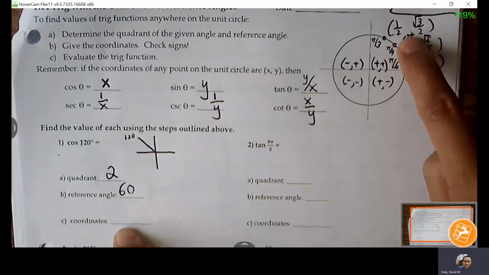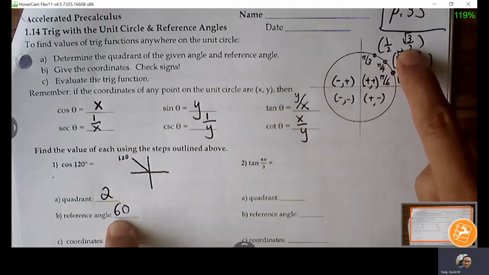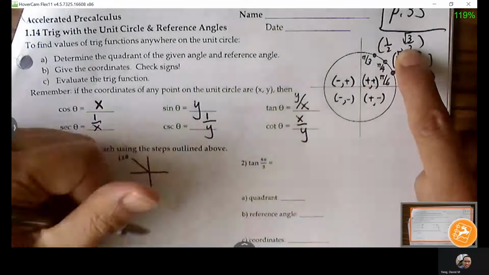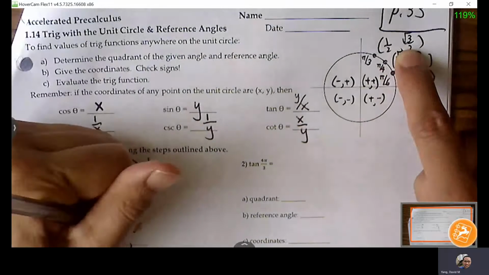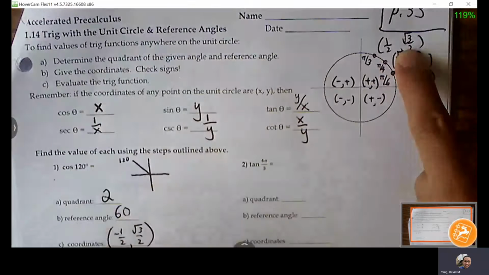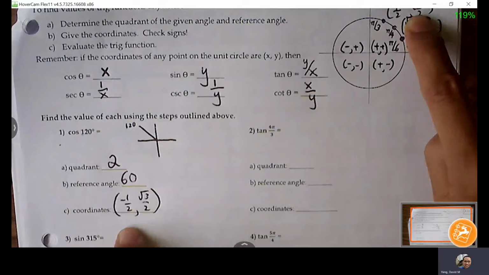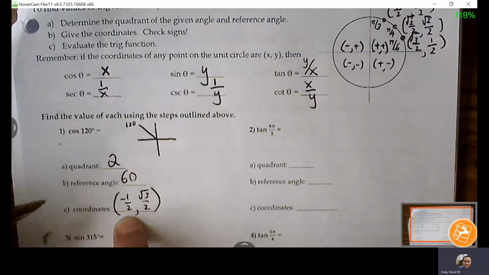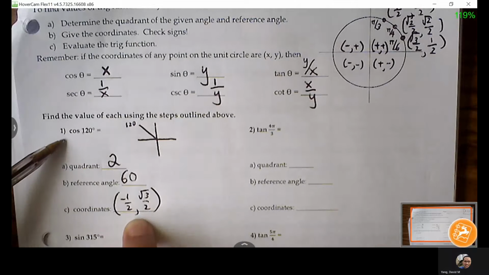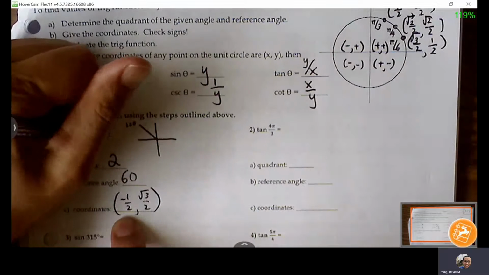Let's list out the coordinates for something in the second quadrant: negative 1/2 followed by square root of 3 over 2. Now that you have the coordinate in front of you, we can figure out cosine of this angle. Which coordinate do we look at for cosine? X. So cosine of 120 would just be negative 1/2.